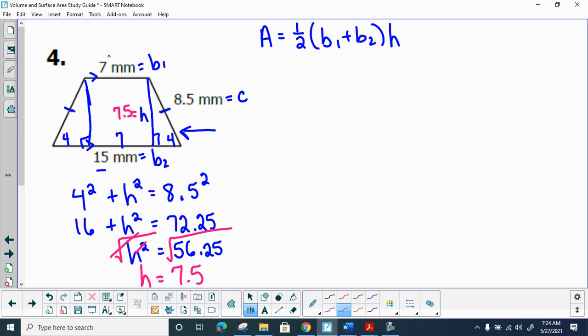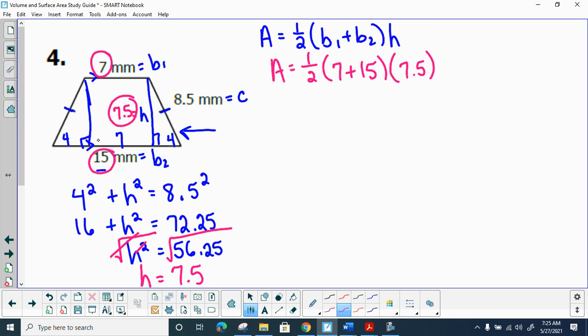All right, so now we know everything that we need. We need one base, we need the second base, and we need the height of the trapezoid. So 7 plus 15 gives us 22, and 1/2 of that is 11. So 11 times 7.5 would be 82.5 millimeters squared, or square millimeters.